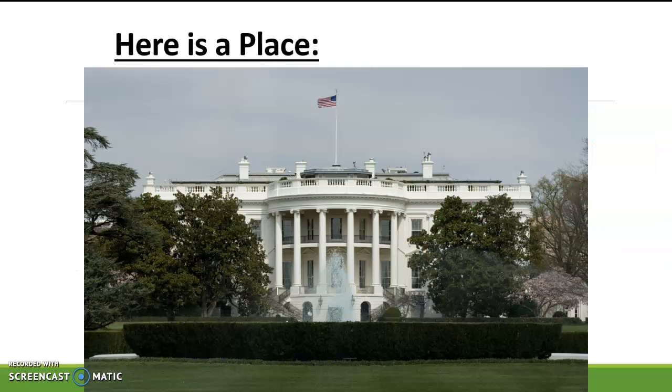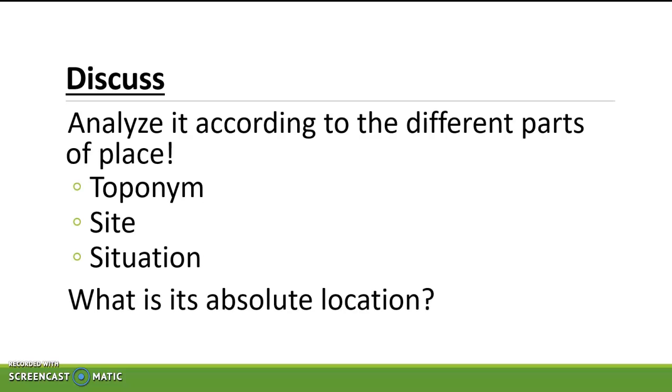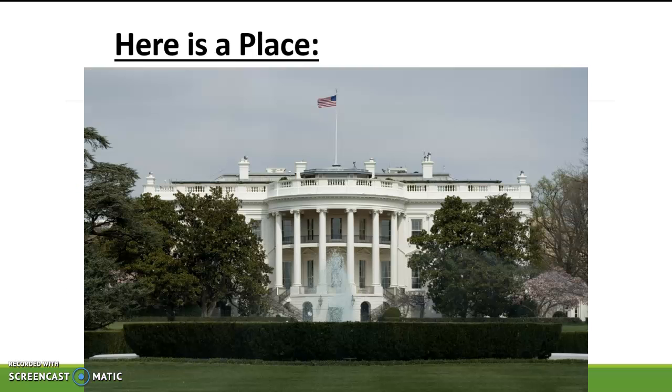All right, here is a place. Take a look at this picture. I hope all of you recognize it. I want you to be prepared to discuss it. So analyze it according to the different parts. Why is the toponym or the place name what it is? What is it rooted in? What is the site? And what is the situation? And what is the absolute location? If you need to look it up, you're more than welcome to. So pause here if you need to take some time. And here's the picture again.